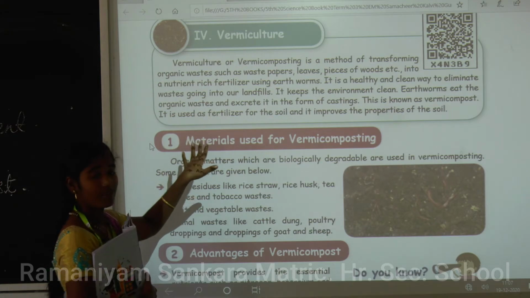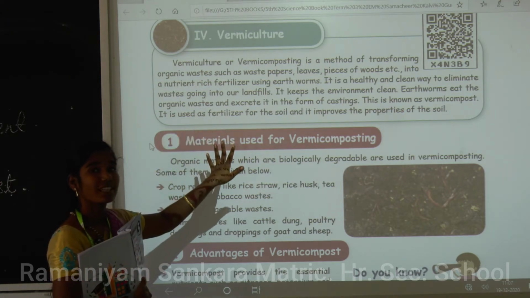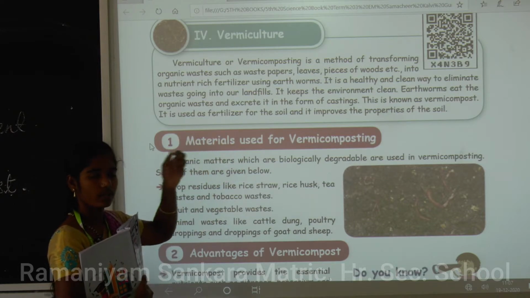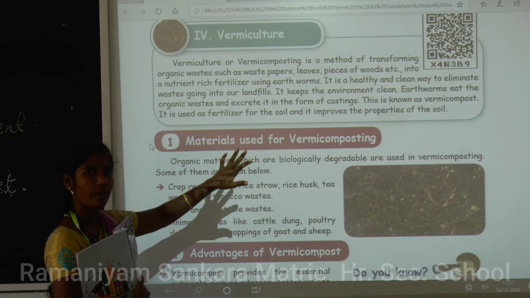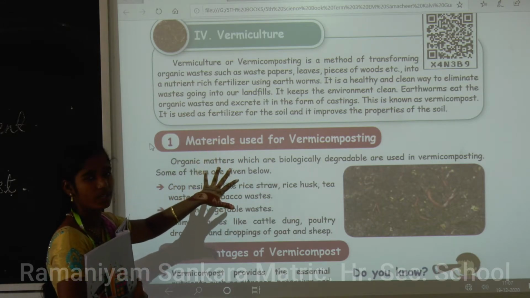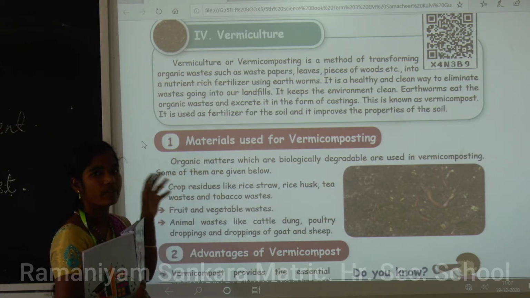In this method vermiculture, instead of the microorganism they use the earthworms. ஓகேவா, மண்புழுவை யூஸ் பண்ணி they decompose the manure. அதை decompose பண்ண வைக்கிறாங்க. So that is called vermicompost. அதை தான் vermicompost சொல்கிறாங்க.